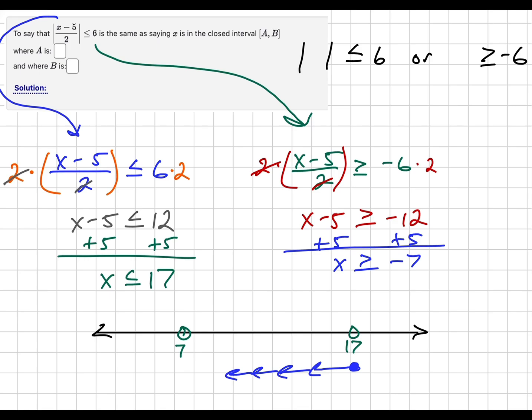X is greater than or equal to negative 7. So it's going to, oh, it should be negative 7. I'll add that negative right now. There we go. So we're going to start at this negative 7. It's included, and then greater than is going to go right here. And we can see where they overlap, right?